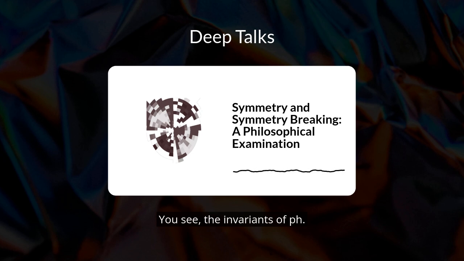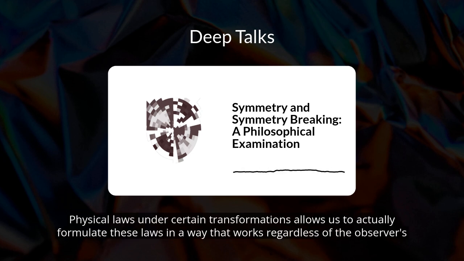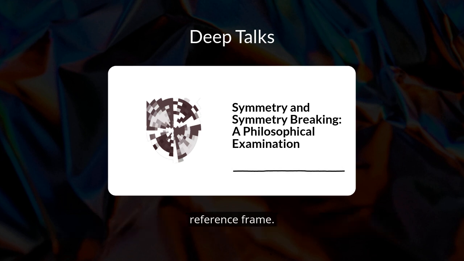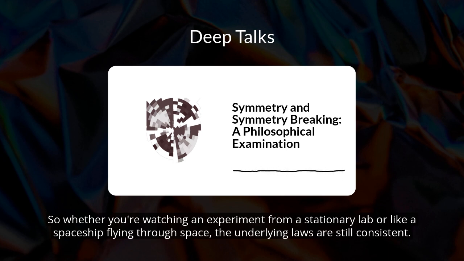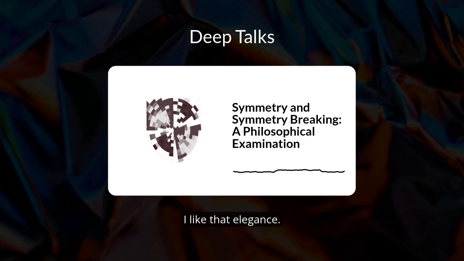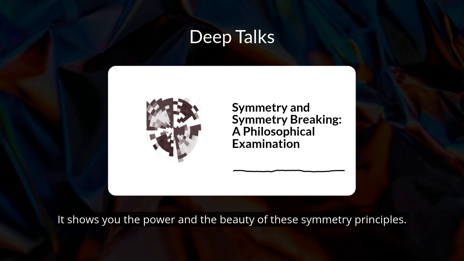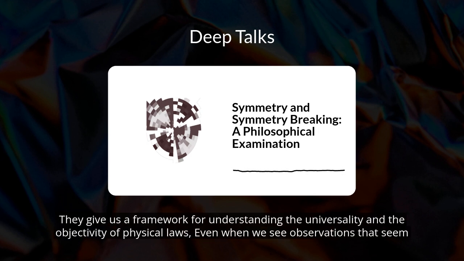You see, the invariance of physical laws under certain transformations allows us to formulate these laws in a way that works regardless of the observer's reference frame. So whether you're watching an experiment from a stationary lab or a spaceship flying through space, the underlying laws are still consistent. That's pretty neat. I like that. Elegance, that's a good way to put it. It shows you the power and the beauty of these symmetry principles. They give us a framework for understanding the universality and the objectivity of physical laws, even when we see observations that seem really different.